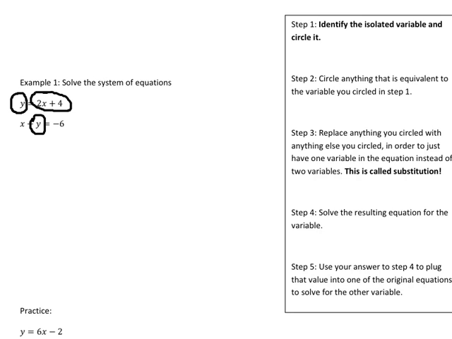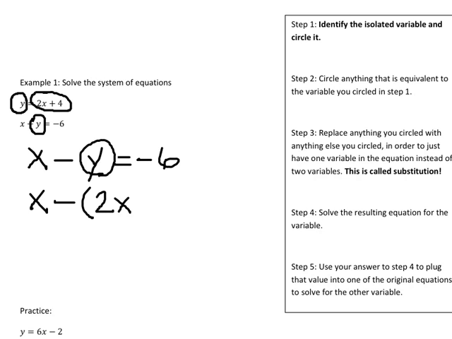Now, it's kind of hard to see with my writing. The original problem was x minus y equals negative 6. So since I circled the y, I'm going to replace that with something else I circled, that 2x plus 4. So now I have x minus what I circled. So I have 2x plus 4, and it's going to be very important to put those parentheses there, equals negative 6.